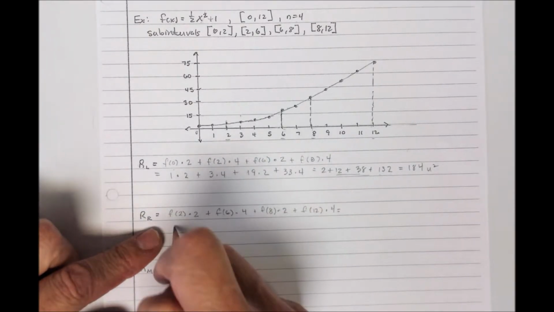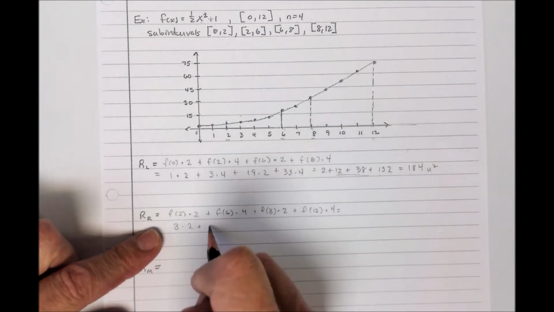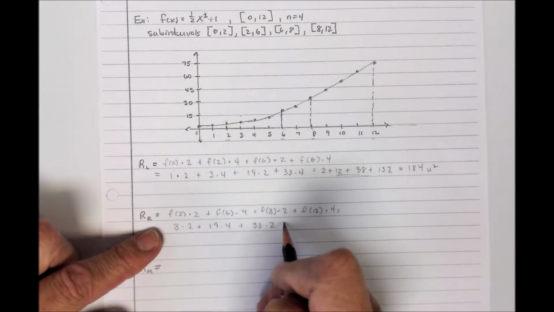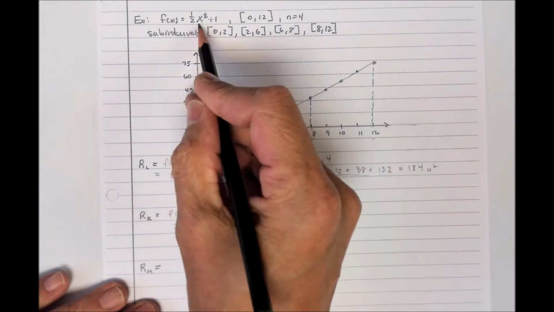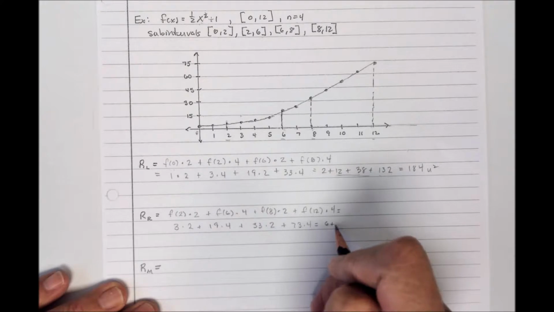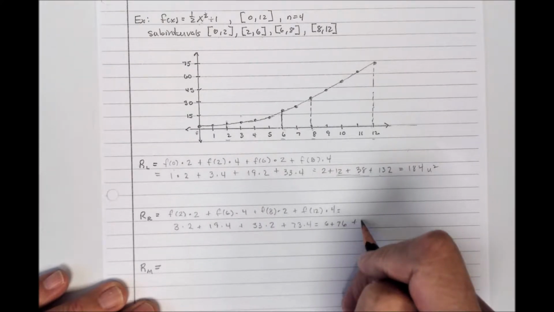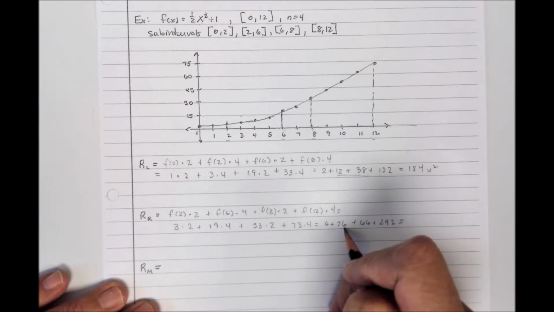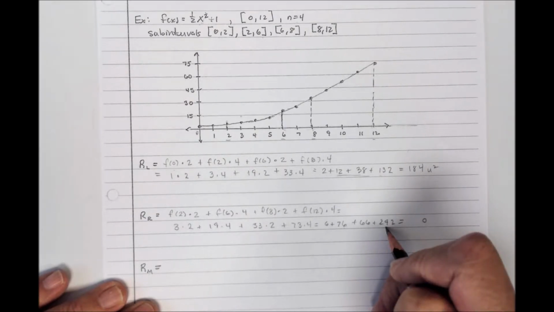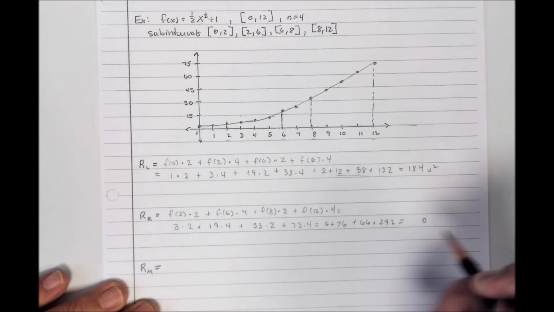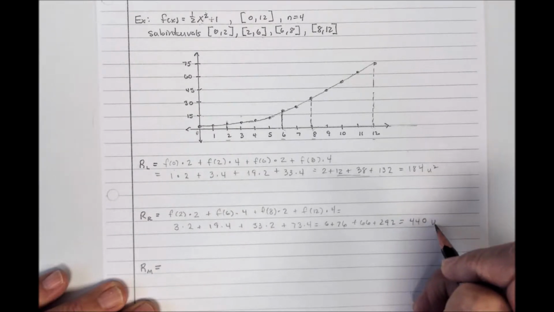F of 2 is 3, so this is 3 times 2. F of 6 was 19, so this is 19 times 4. F of 8 was 33, so this is 33 times 2. And f of 12 would be 144, half is 72, plus 1 is 73, times 4. So this is 6 plus 76, plus 66, plus 292. Adding it up, I get 440 square units.